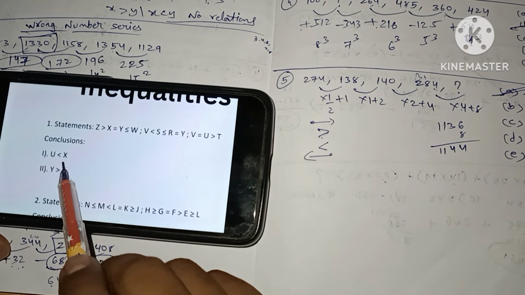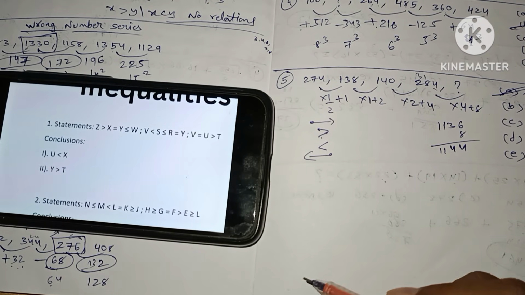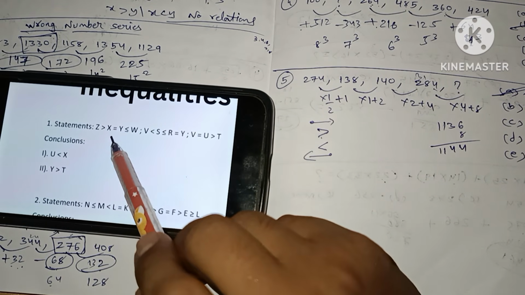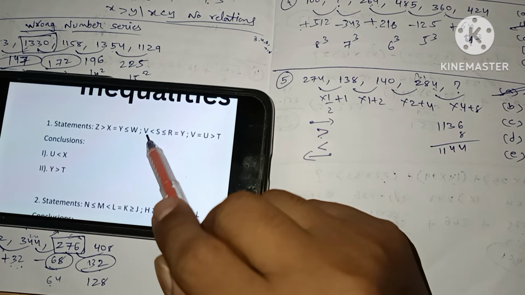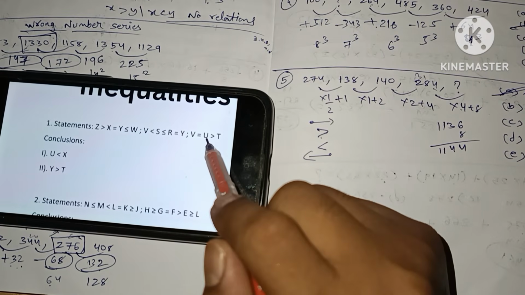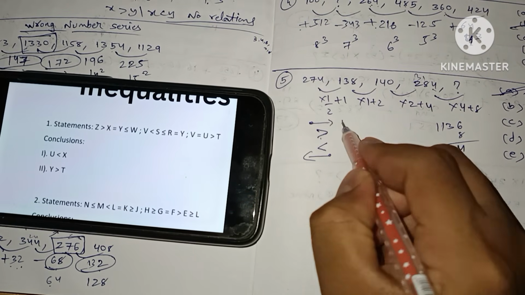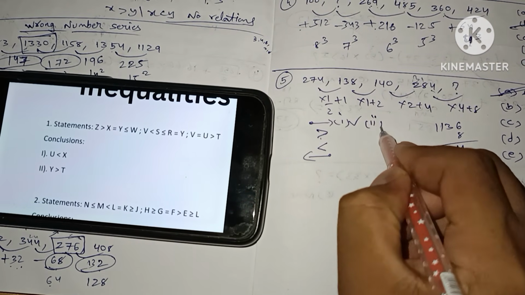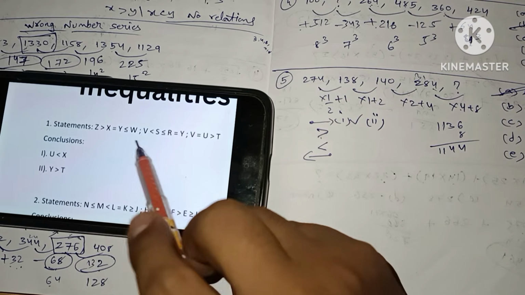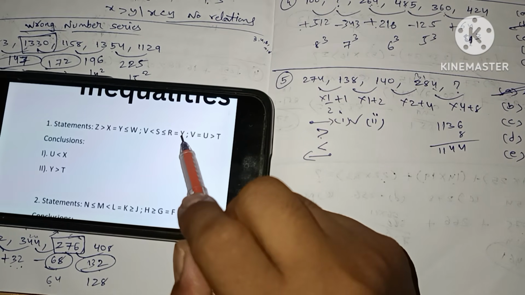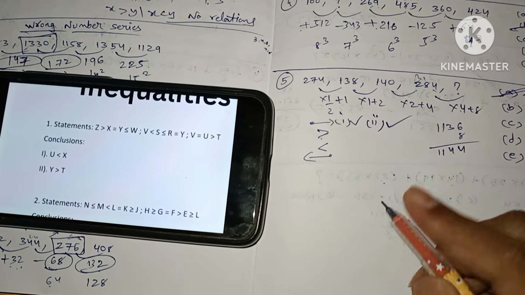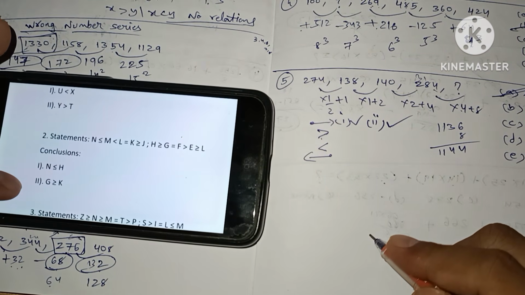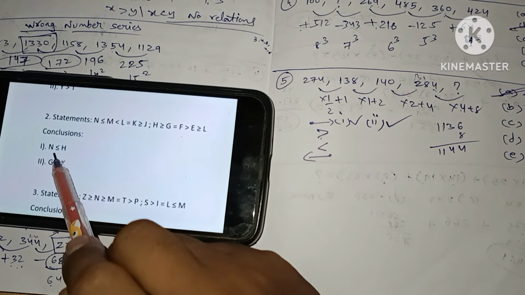First question, the flow from x to u. From x we can reach y. From y we can reach v, and from v we can reach u. So first conclusion will be true. Second conclusion, the flow from y to t. From y we can reach v, from v we can reach t. So second conclusion is also true.